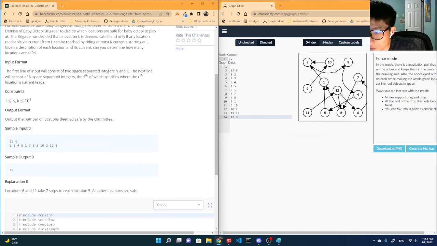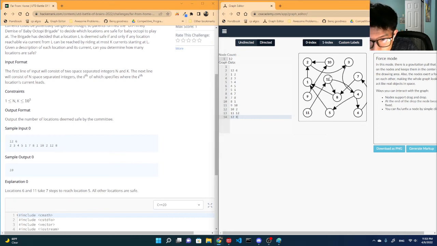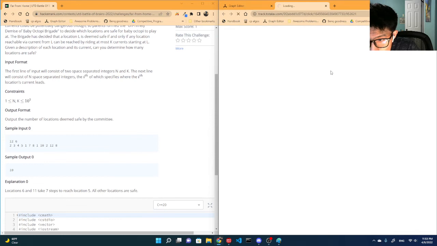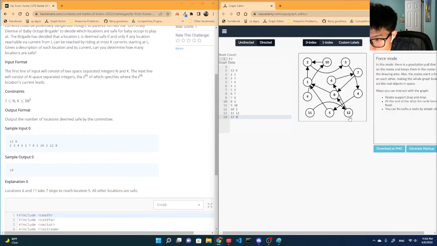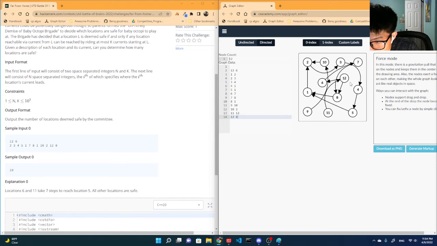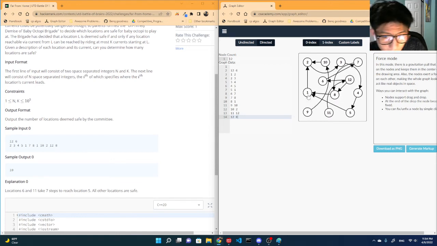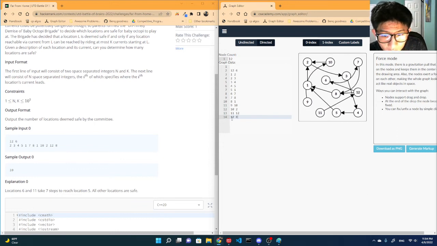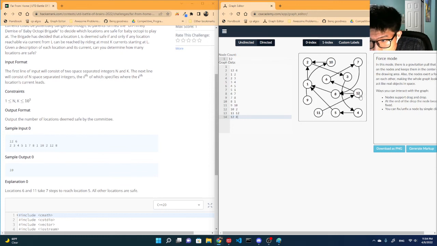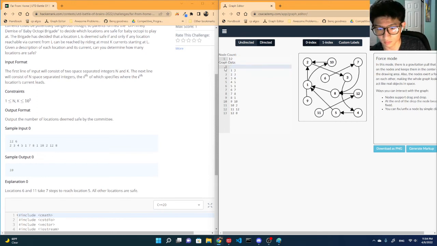Seven steps to reach location 5. Oh wait, 12 has 2. Why? Stop. 12 has 2. Why? It was a misprint. 1, 2, 3, 4, 5, 6, 7, 8, 9, 10, 11, 12. Why does 12 have 2? 12 to 8, 12 to 8. 12 to 6? Oh, no, it shouldn't have 12 to 6. Bruh, that screwed everything up.